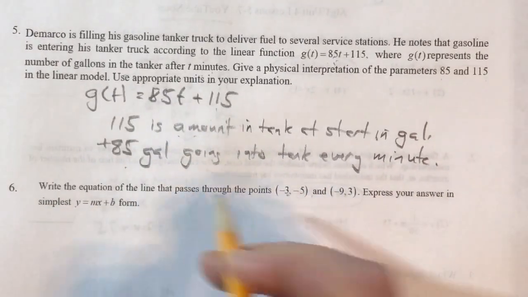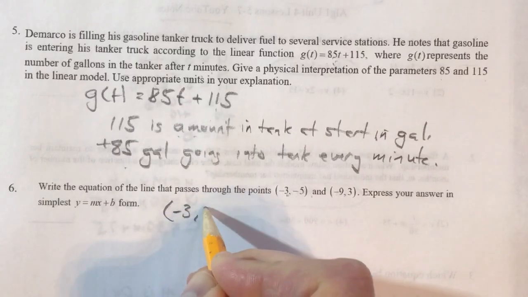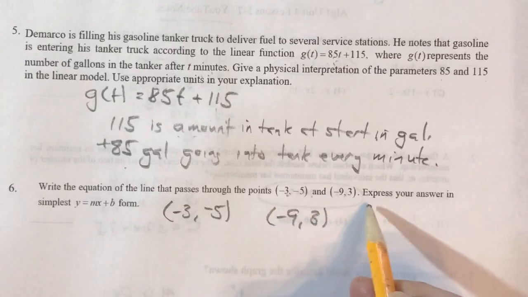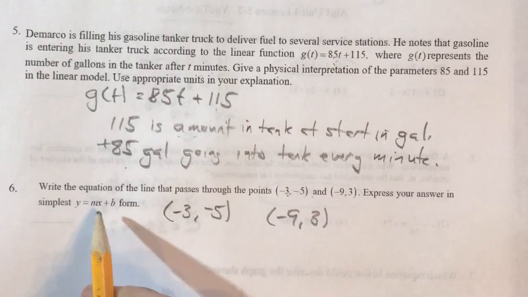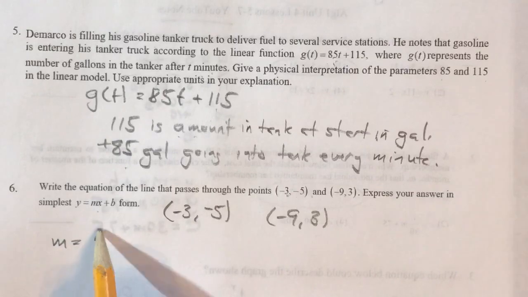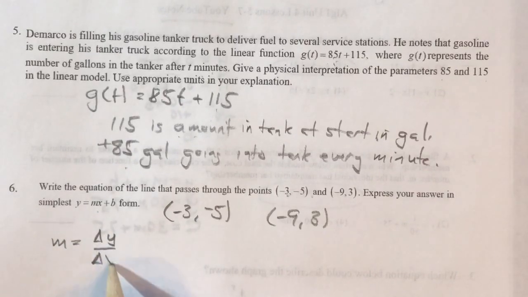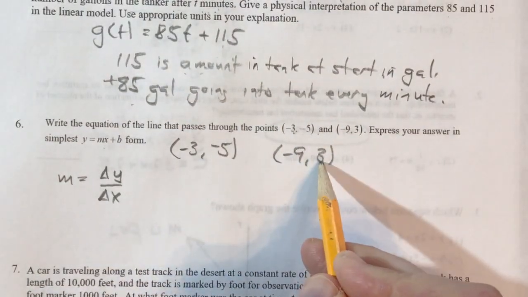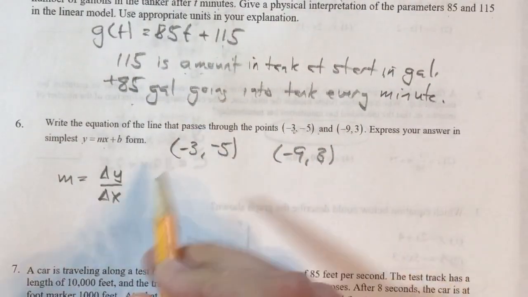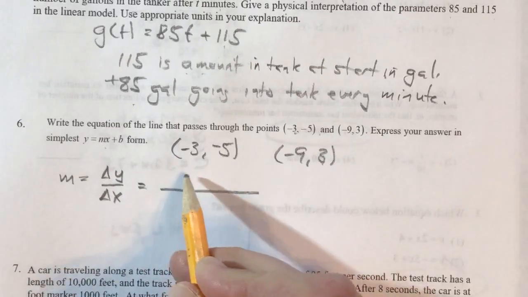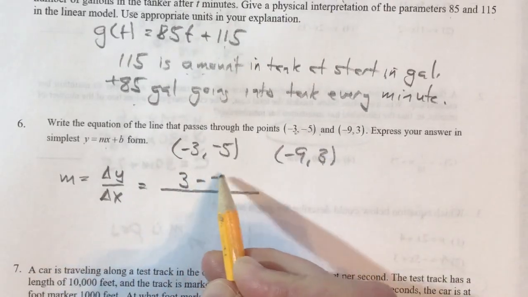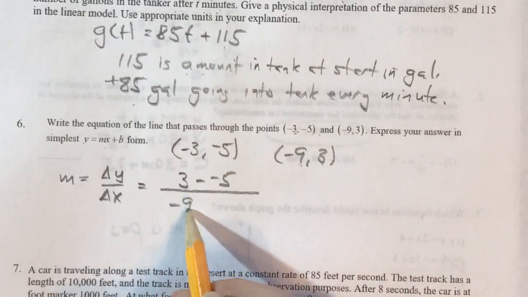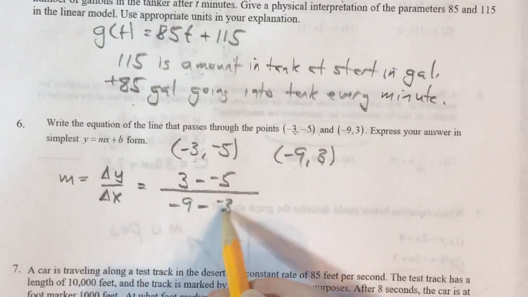If we have 2 points, let me recopy that. We got -3, -5, and we got -9, 3. Come up with the equation. Well, you need the slope. What is slope? It's the rate of change, change in y over change in x. Here are my y's: I got a 3 and I got a -5. So it's up to you, but I'm going to put the 3 minus -5, and then I've got to go in the same order, -9 down here minus -3.